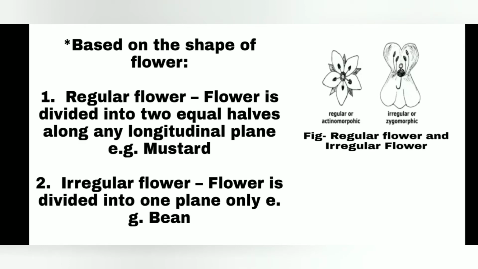Based on the shape of flower. Number 1. Regular flower. Flower is divided into two equal halves along any longitudinal plane. Example, mustard. Number 2. Irregular flower. Flower is divided in one plane only. Example, beans. Picture of regular and irregular flower is on the right hand side.